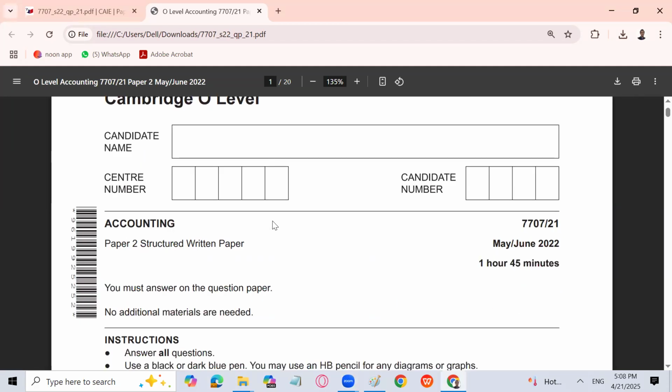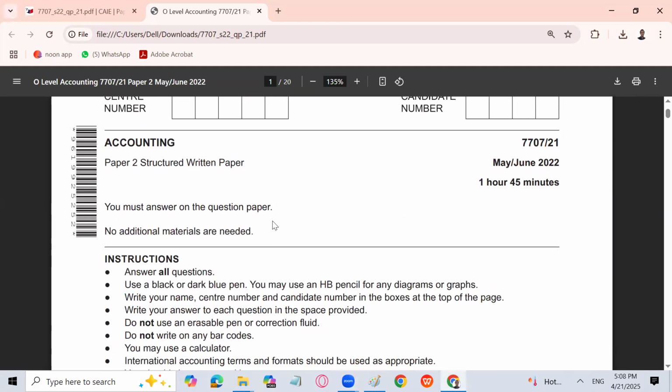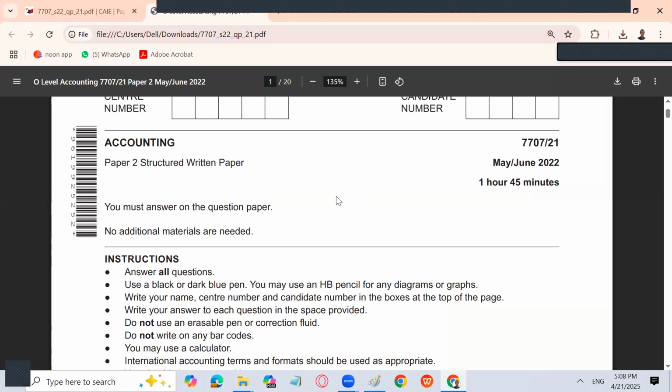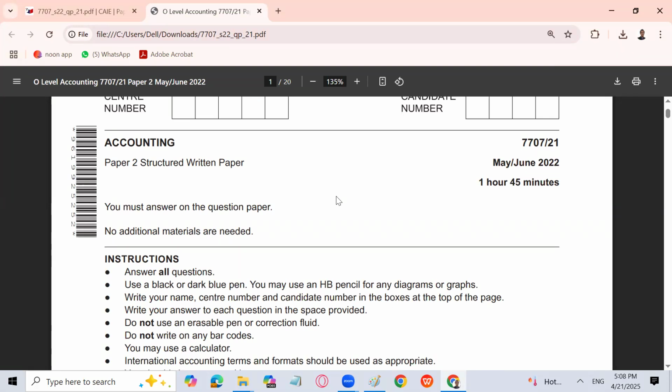Today we are going to solve a question from O-level accounting 7707 or 0452, one and the same thing. Both have the same scenario. Books of prime entry is the topic, and we are going to solve the question from May/June 2021, question number 1. Let's see.